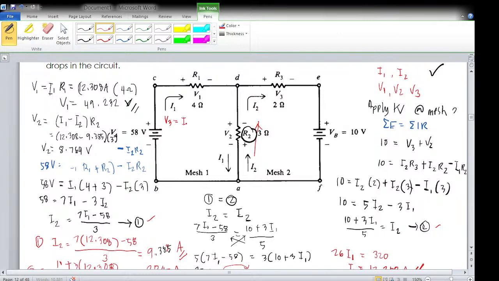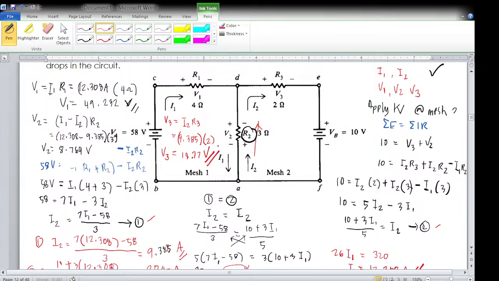Raise up to R sub 3, ma'am. Okay, I sub 2, R sub 3. I sub 2 earlier is 9.385. R sub 3 is 2. Okay, how much? 18.77, ma'am. Volts. 18.77. Three decimals, 77. Only 77, ma'am. Only two 7s? Yes, ma'am.